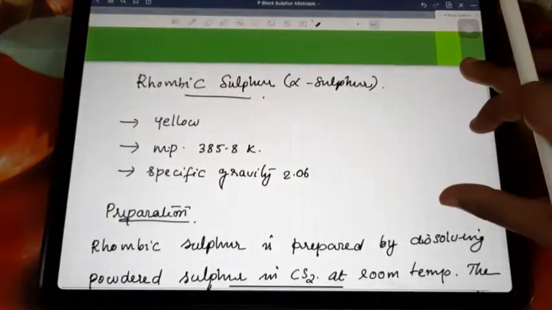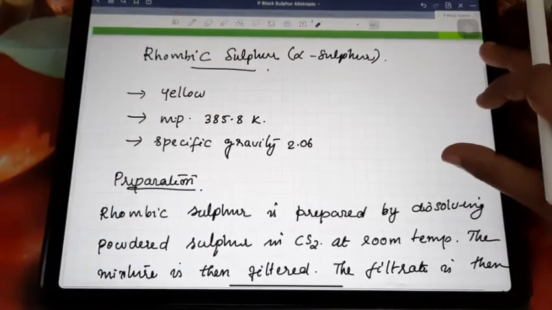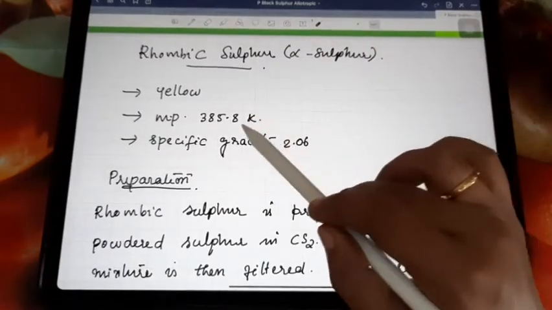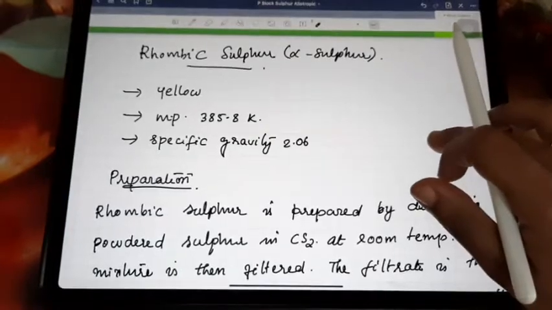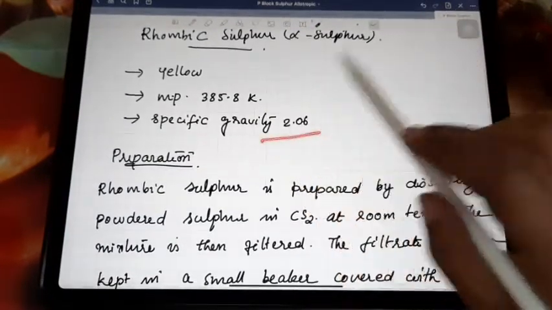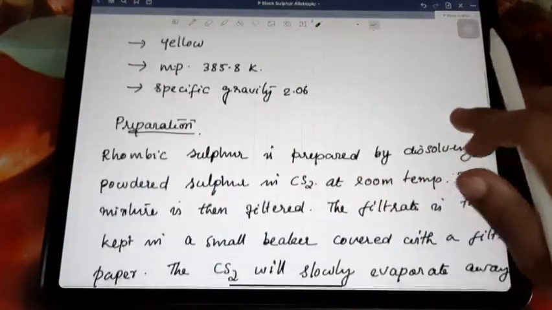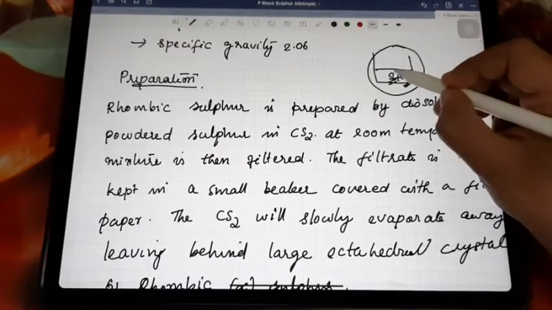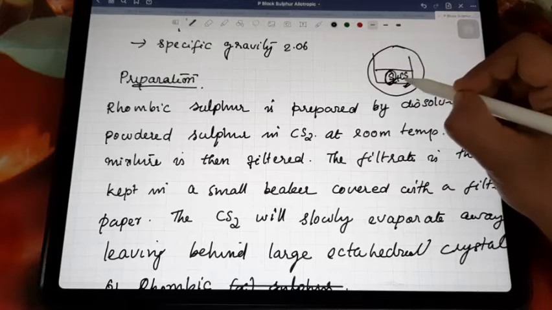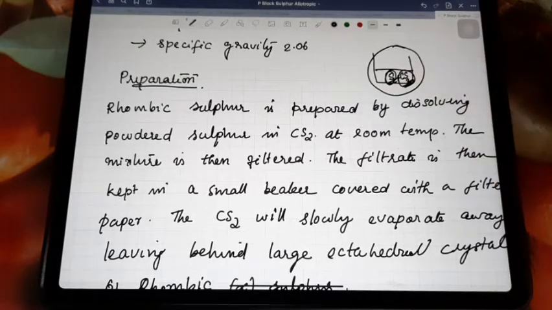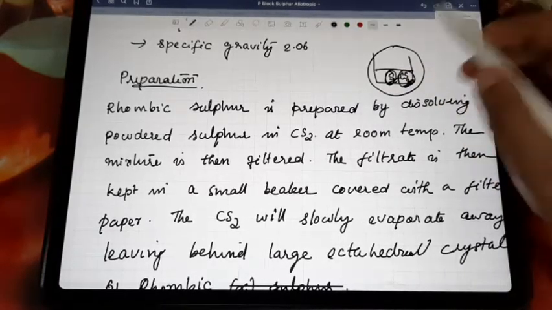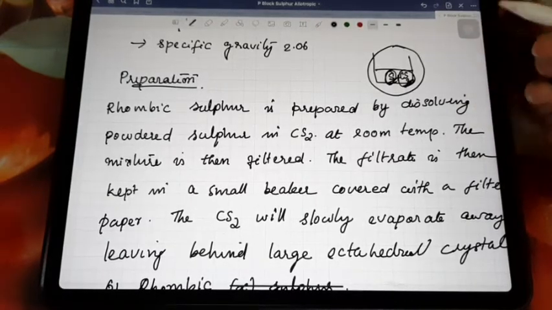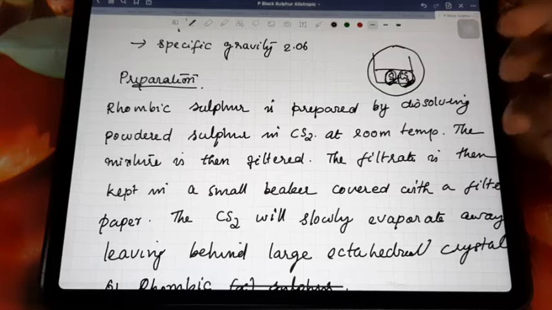So first one, rhombic sulfur. Alpha sulfur is another name for rhombic sulfur. Its color is yellow. Its melting point is 385.8 Kelvin and its specific gravity is 2.06. Now we can discuss the preparation of rhombic sulfur. For that you have to take sulfur first, and add carbon disulfide to it. Mix well. After mixing, filter it, and you will get the filtrate.